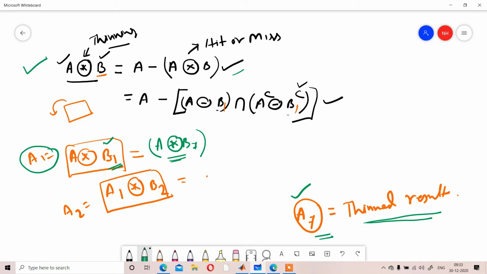Clear? So that is your thinning process. If we write the thinning equation exactly, you need to write it like that, because you don't know how many structuring elements are going to operate.